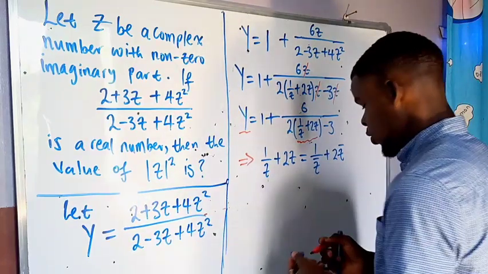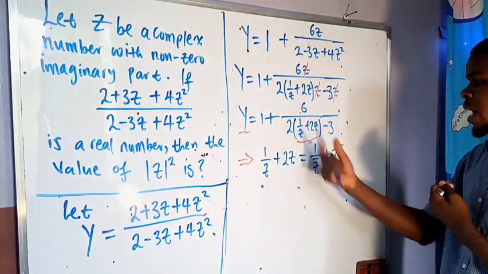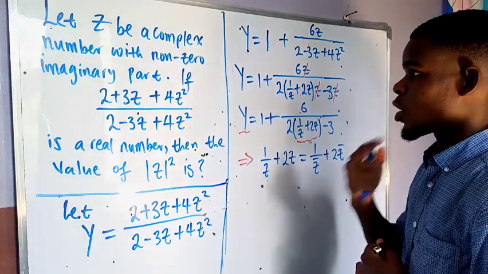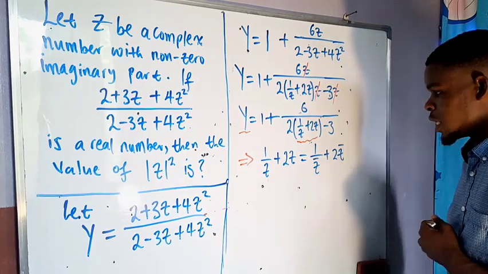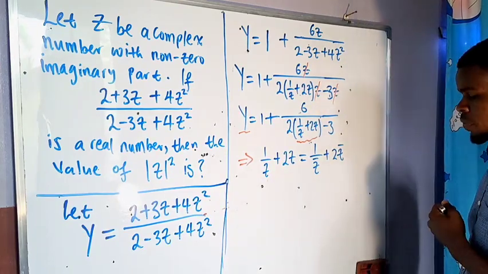Let me trace it again. For y to be a real number, this part must be a real number. I'm not saying z is a real number, because z is given to be a complex number with non-zero imaginary part, but 1 over z plus 2z must be a real number. In other words, it must be the same thing as its conjugate.